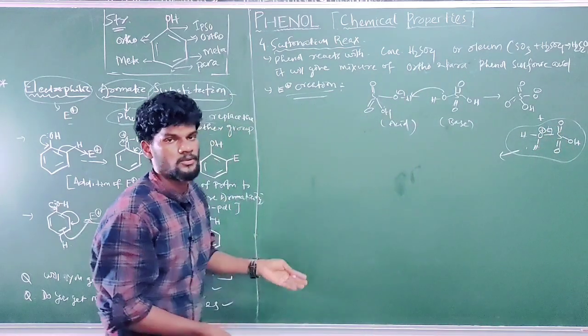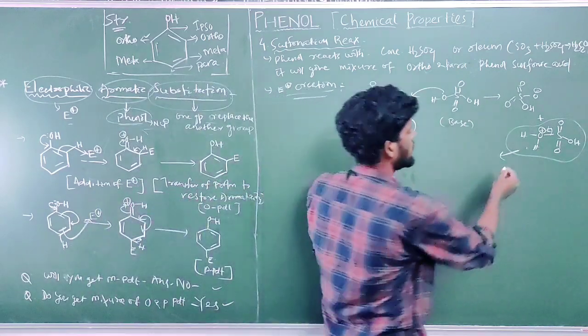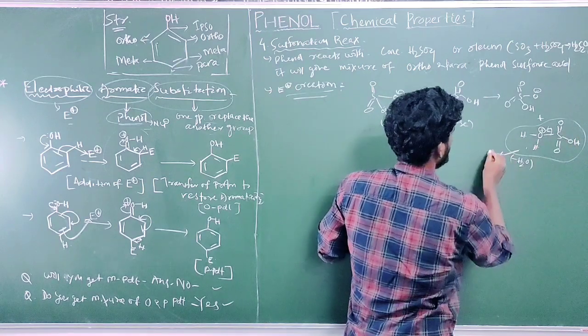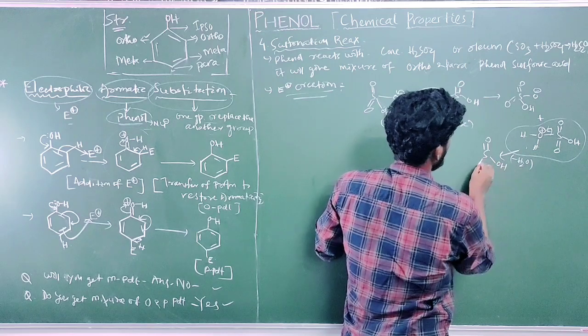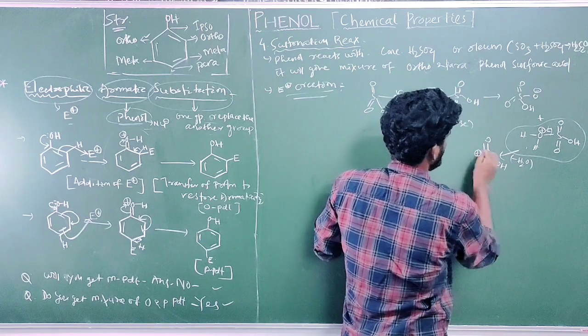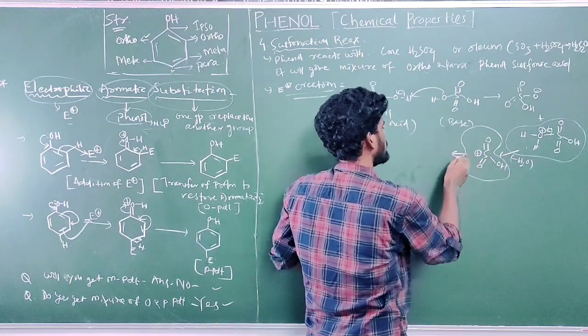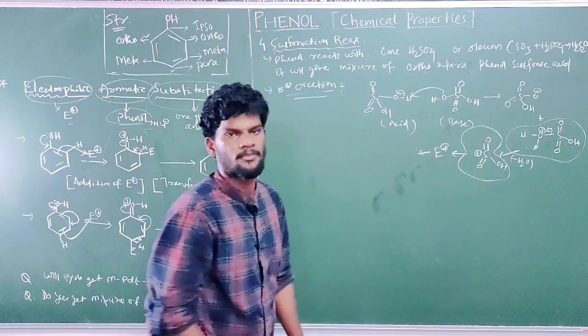Positive charge over oxygen is not stable, it drags the bond electrons towards itself. In this way the water group is released as water, then one positive charge forms over this sulfur double bond O, OH double bond O. This structure is the electrophile. Okay, this is the electrophile, and you can write it as SO3H plus.